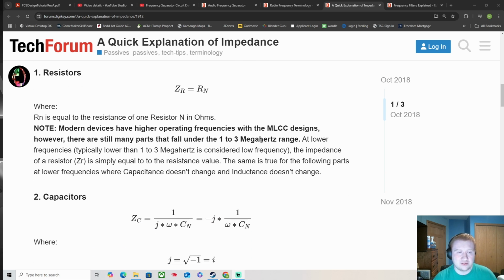I had to make a note because modern devices have higher operating frequencies than the little tiny packages. There are still many parts that fall under the 1 to 3 megahertz range. At lower frequencies, the impedance of a resistor is simply equal to the resistance value. That's what I was talking about before, but it can change based off of much higher frequencies greater than a gigahertz or more.